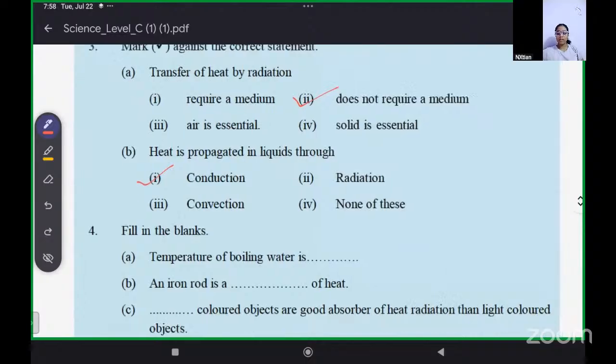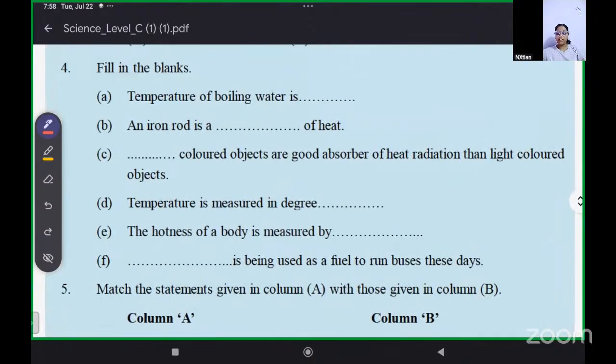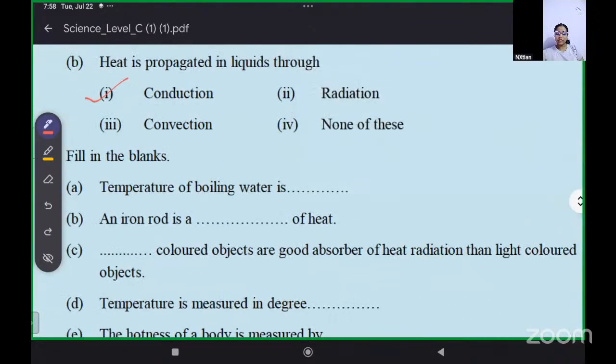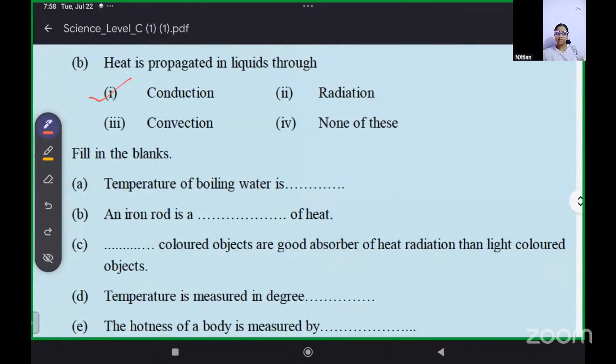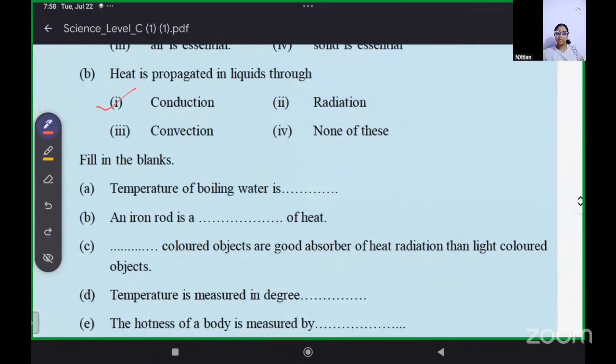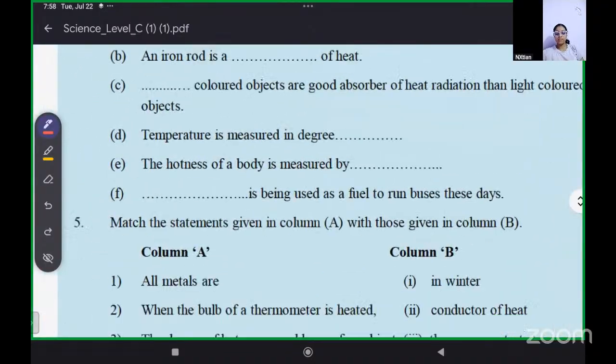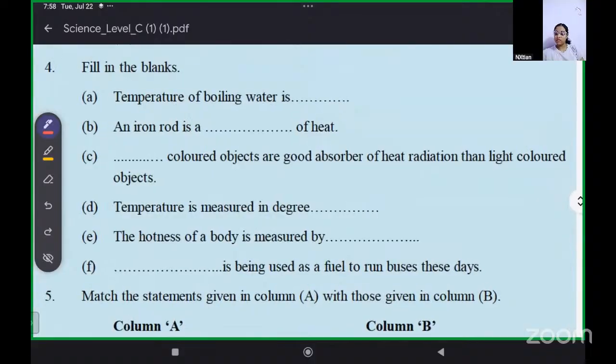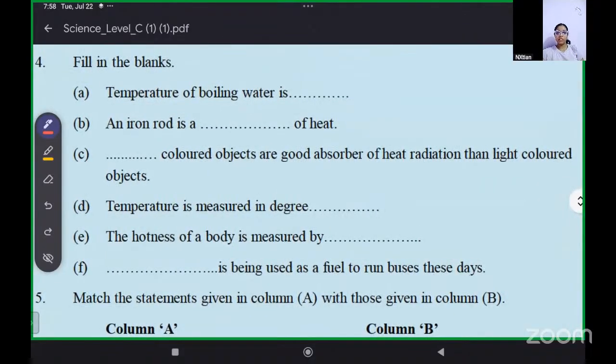Good. Fill in the blanks. I think it's convection, right? The one with the V, convection. Convection. Yes, ma'am. Oh yeah, sorry. Yes, this is convection. Fill in the blanks. I'm going to ask each of you individually. The temperature of boiling water is, ma'am, 100 degrees Celsius.